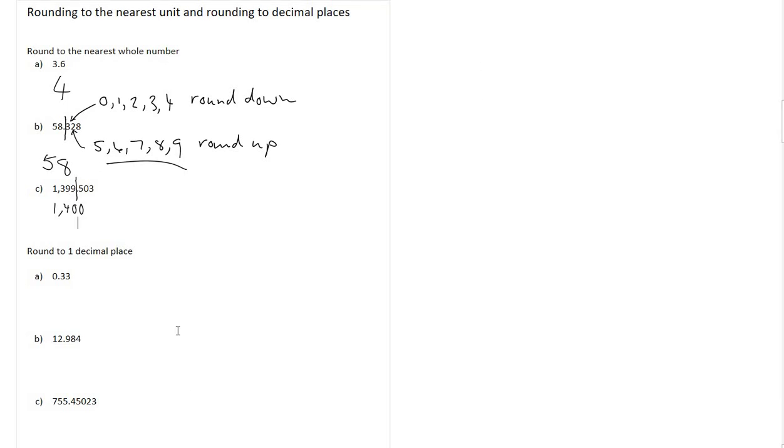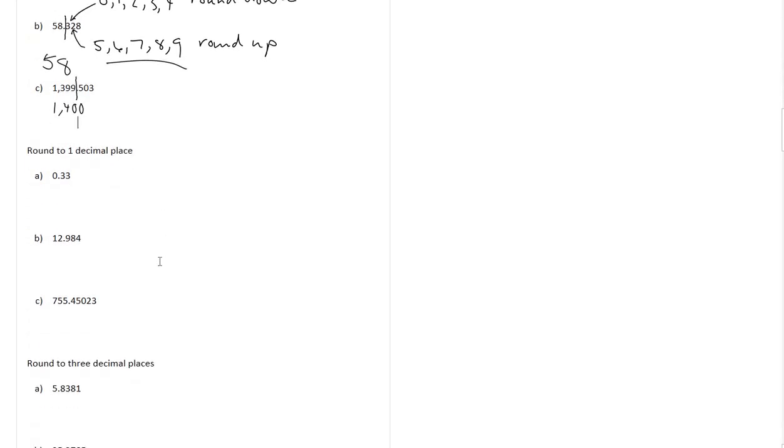Rounding to 1 decimal place is exactly the same, so we'll try using both methods again. So 0.33 is between 0.3, oops, lost my decimal place there, and 0.4, okay. 0.35 would be the halfway mark. This is smaller, so it's closer to 0.3, okay. So that's going to be my right answer, 0.3.